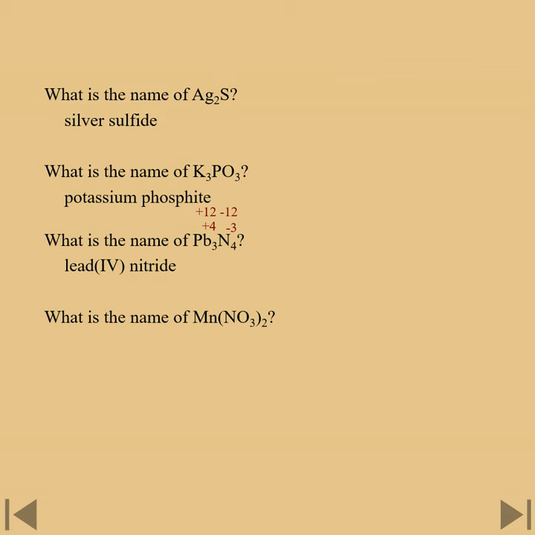I need the charge on each nitrate to determine the charge on the manganese, and the charge comes from the nitrogen's bonding number. Nitrogen has a bonding number of 3, but remember, carbon and nitrogen are our 2 exceptions, so we take that bonding number and reduce it by 2. So 3 minus 2 is 1, or -1. 2 negative 1s is -2, and hence this is manganese 2 nitrate.